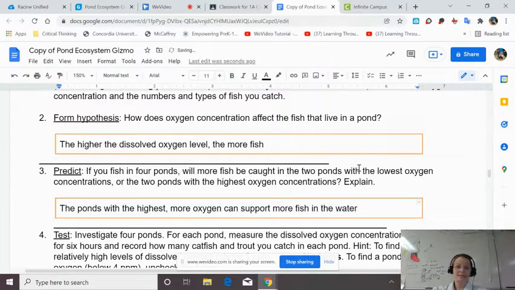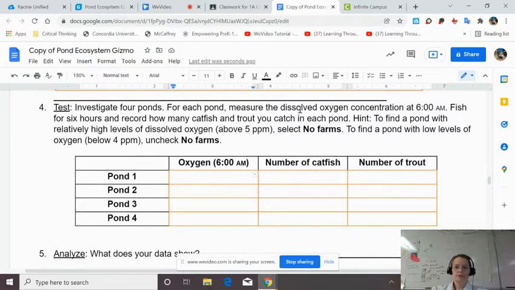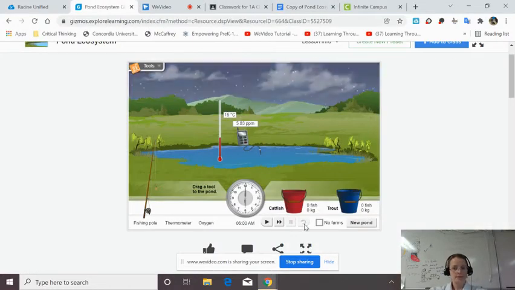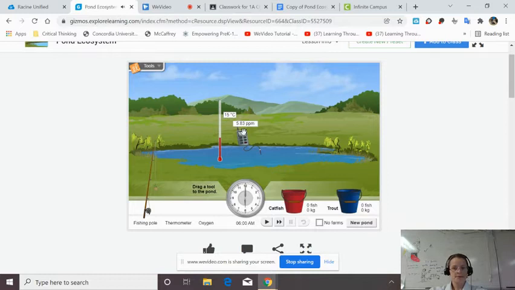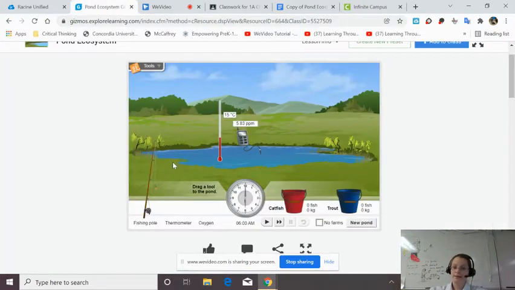Okay, so now we're going to test. Investigate 4 ponds. So for each, measure the dissolved oxygen and fish for 6 hours. Okay. So reset. Dissolved oxygen at 5.83. We're going to fish for 6 hours.